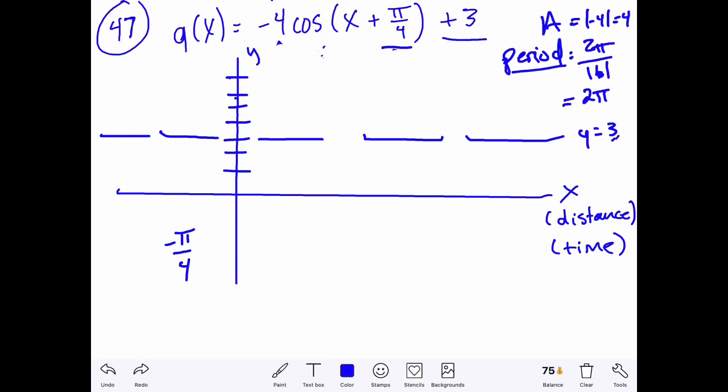All right, so we know we begin at negative pi fourths, and we know our period is 2 pi. Well, let's figure out where it ends. So that's negative pi fourths plus 2 pi. Okay, negative pi fourths plus 2 pi, again multiply by 4 over 4. So that would be negative pi fourths plus 8 pi fourths. So that's going to end at 7 pi fourths.